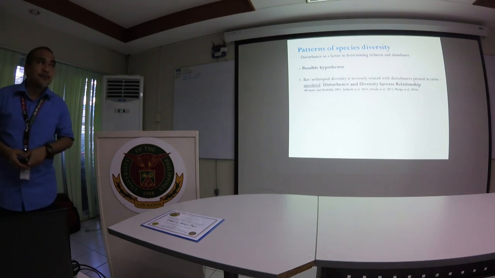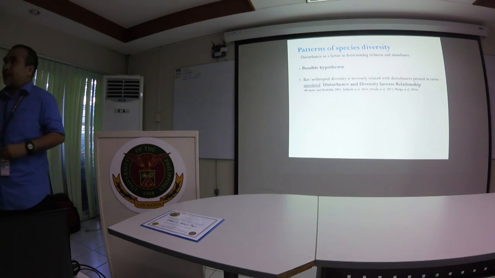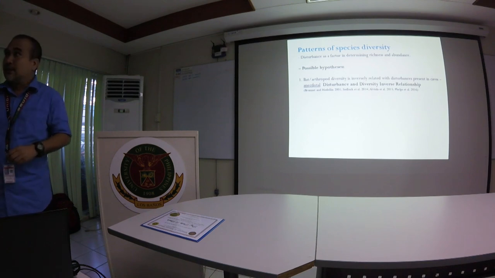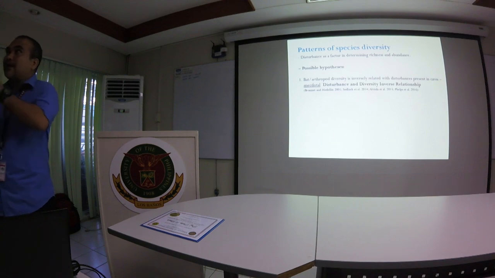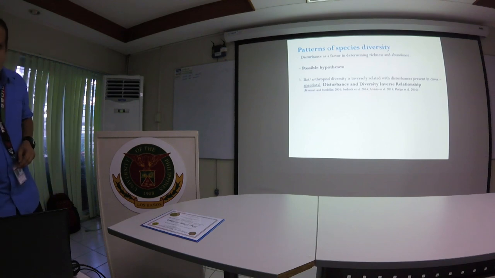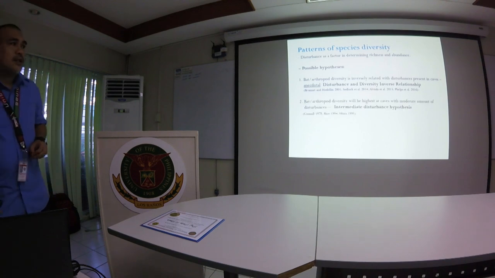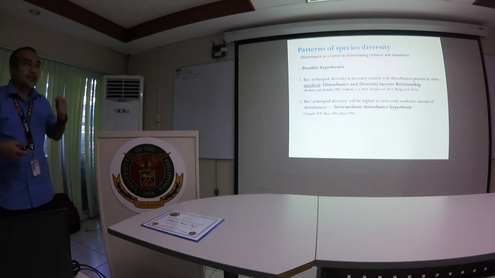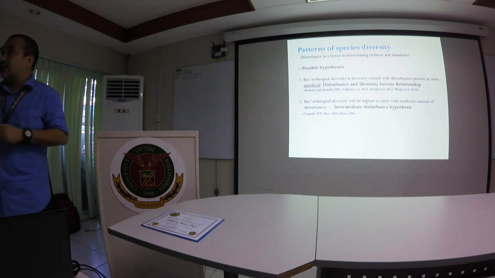First would be the disturbance and diversity inverse relationship, wherein bats and arthropods are inversely related with disturbance. So in a highly disturbed cave, you have low diversity, low values for bats and arthropods. And what we also have here is the intermediate disturbance hypothesis, where bat or arthropod diversity will be highest at caves with a moderate amount of disturbance.